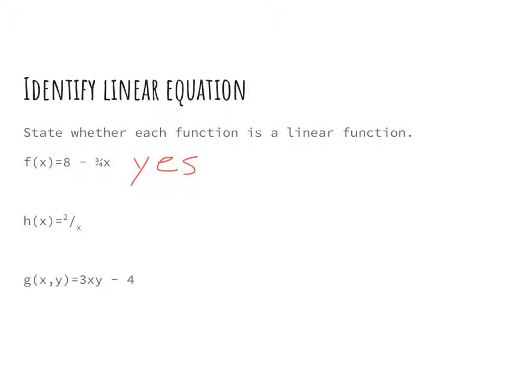Second one, 2 over x. So we go through our rules. First of all, do we have an exponent other than 1 for our variable? No. Two, do we have two variables being multiplied together? No. Three, do we have a variable in the denominator? Yes, we do. So this is not a linear function because we can't have a variable on the bottom. For our last one, we've got g of xy is equal to 3xy minus 4. First thing, do we have a variable exponent other than 1? No. Do we have two variables being multiplied together? Yes, we do. So this is also not a linear function.